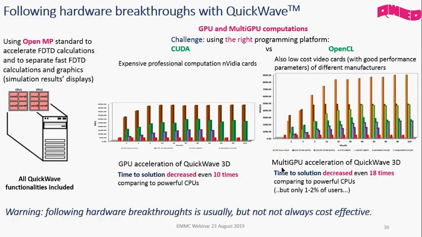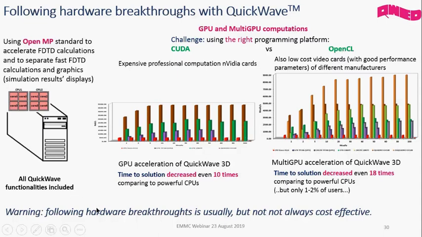We are, of course, doing our best to follow hardware breakthroughs. The two pictures show you how the speed of the solution is exemplified by the height of the bars, in linear scale. We see how the speed of the simulation changes with the use of different hardware. I'm not going into details here. I will be happy to answer some questions.